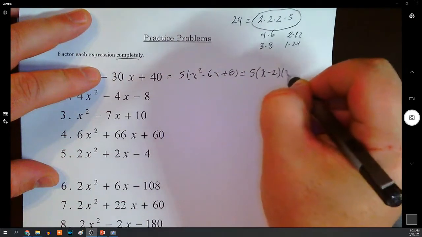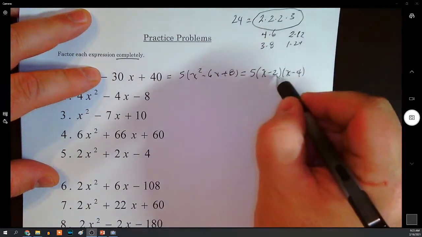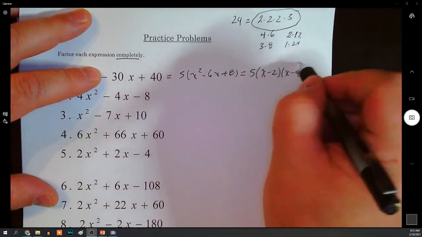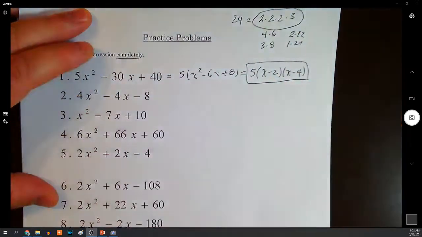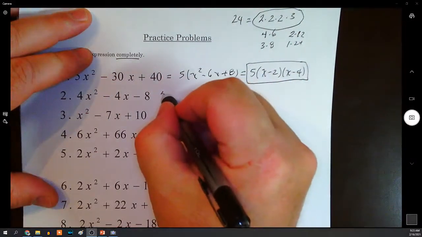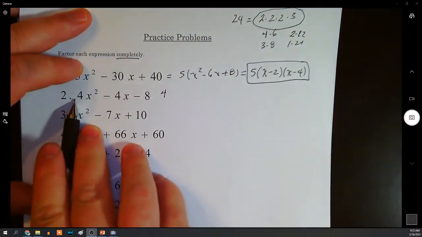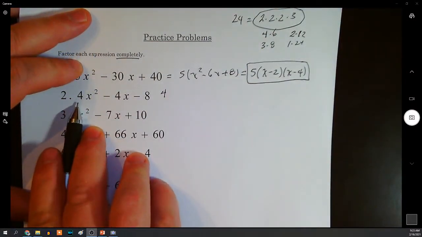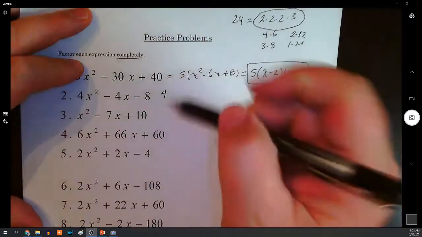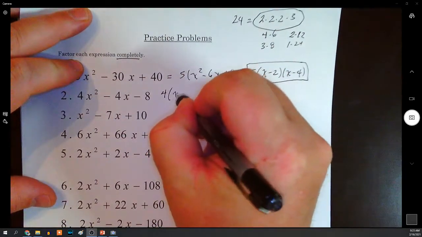Now, it doesn't matter which one you put first. It could be negative 4 here, negative 2 there. It doesn't matter. But yes, there you go. That's the first one. Okay, second one, we can take out a 4. Also, remember, if the leading coefficient's negative, we want to take a negative out. None of these have that. That's interesting.